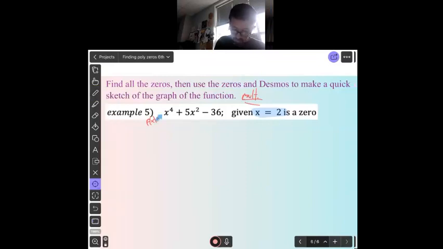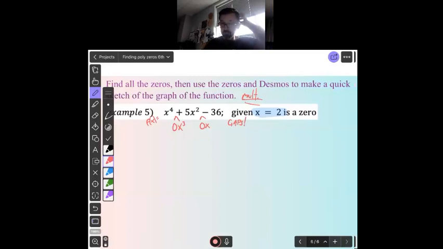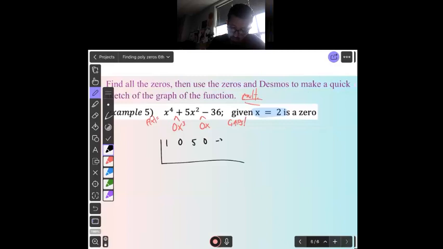So guys, look at that function, x to the 4th, x squared, no x's. Ooh, we got something weird going on here. There's no x cubed term. There's also no x term. So we have multiple gaps here. Okay, so that's the first for us, but that's okay. You can have multiple gaps. So across the top of my box, I'm going to write 1, 0, 5, 0, negative 36.